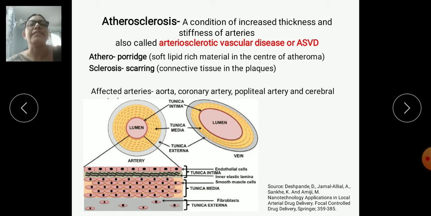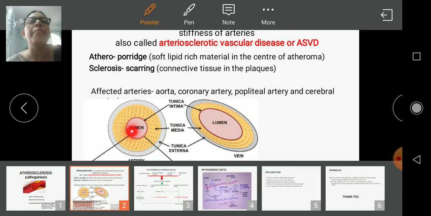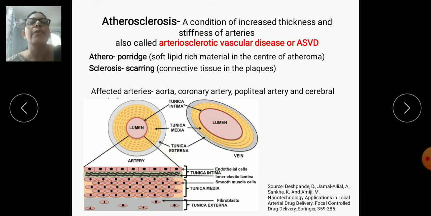Now what are the various layers? If I take a dissection of this part, we see that this inner layer covering the lumen is the endothelial layer, which you have already studied in inflammation. The endothelial layer covers your blood vessel on the inner side, which protects the blood vessel from exposure to the blood cells. Then comes the red circle over here, which is the tunica intima.